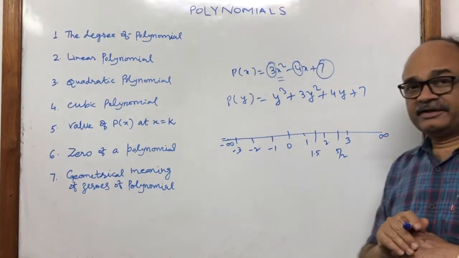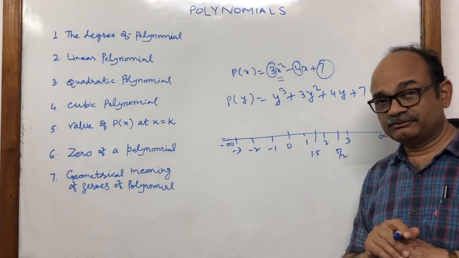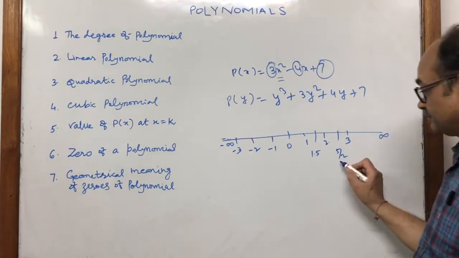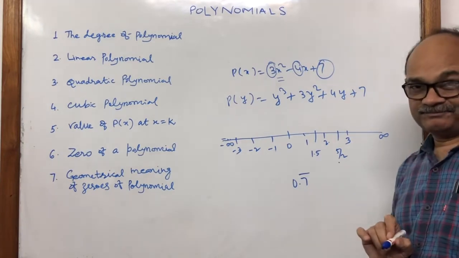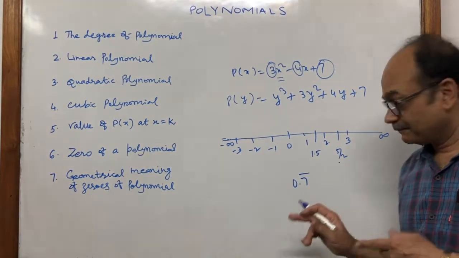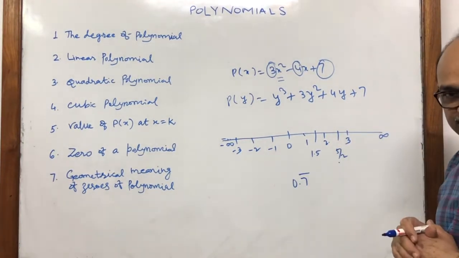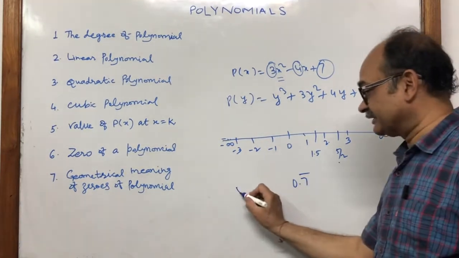A rational number is in the form of p by q, where q is not equal to 0, on the number line. 0.7 bar is also a rational number. We can plot it. Then next is irrational number.